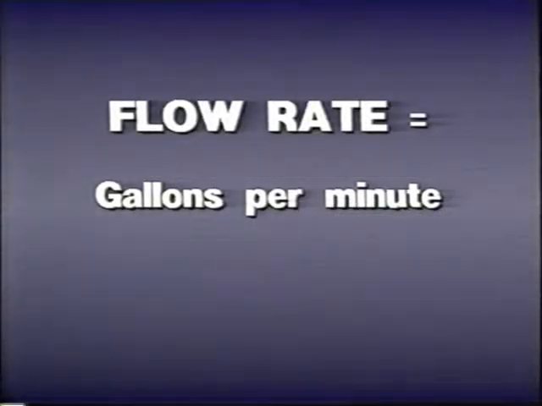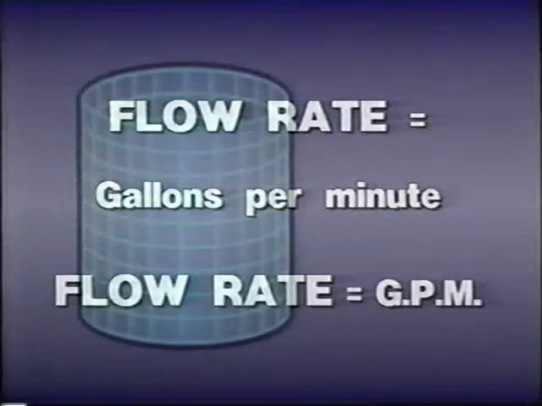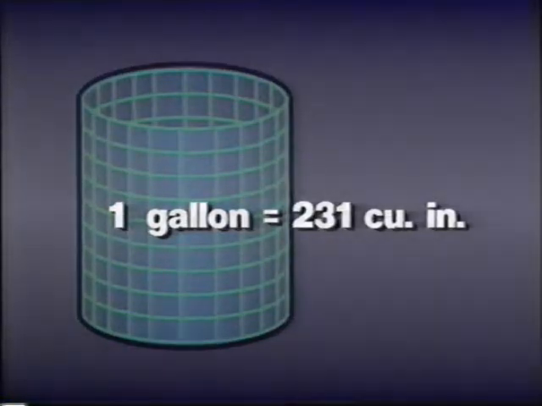How fast it fills up is called the flow rate, and it's often measured in gallons per minute. Sometimes the flow rate is given in cubic inches per minute. When this is the case, you can convert the flow rate to gallons per minute if you divide the GPM by 231, the number of cubic inches in a gallon.